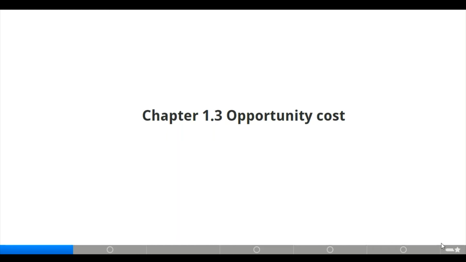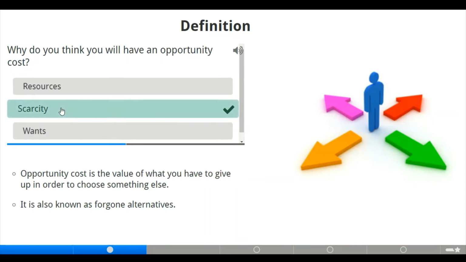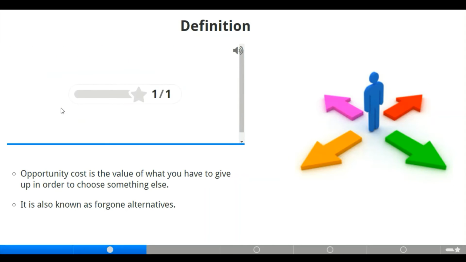Today we'll be talking about opportunity cost. Now, what do we mean by opportunity cost? Why do you think we have an opportunity cost in the first place? Opportunity cost, why do we have it? Is it because of resources, scarcity, or is it because of want? What do you think? Of course, it should be because of scarcity, because as you all know, our resources are limited.